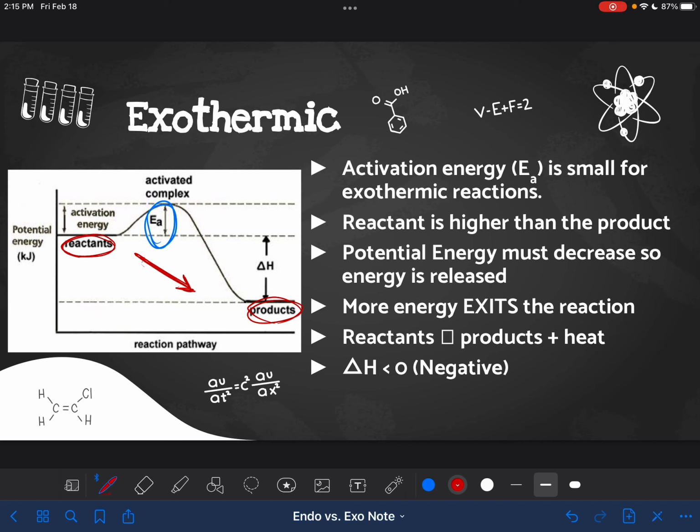The reason why is that the word exo means exiting.